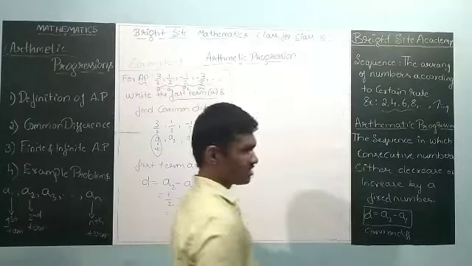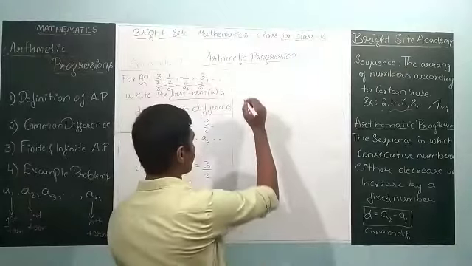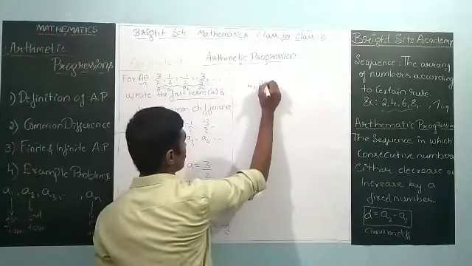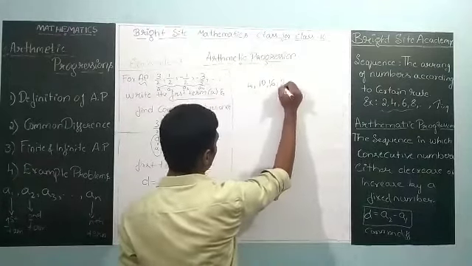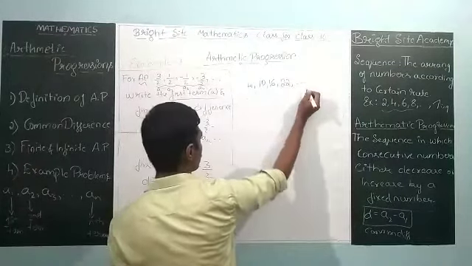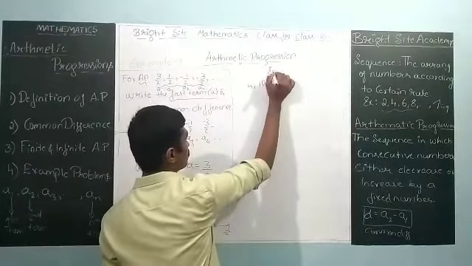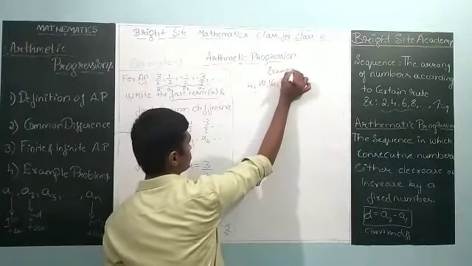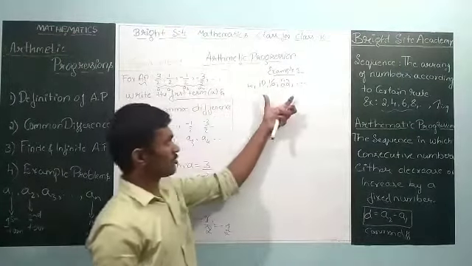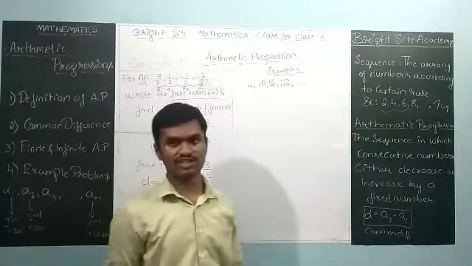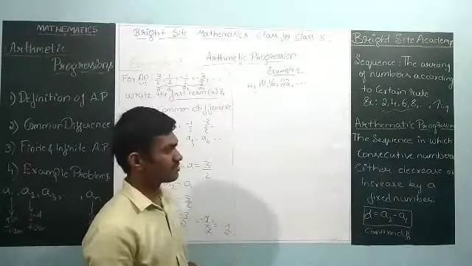Here in this problem they have given one sequence. That sequence is 4, 10, 16, 22, and so on it continues. So this is example 2. Here they have given one sequence, and we need to find whether it is an arithmetic progression or not. So how to find it?